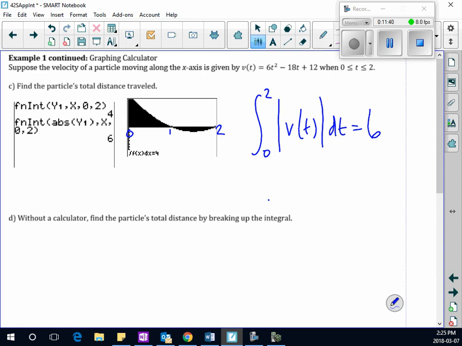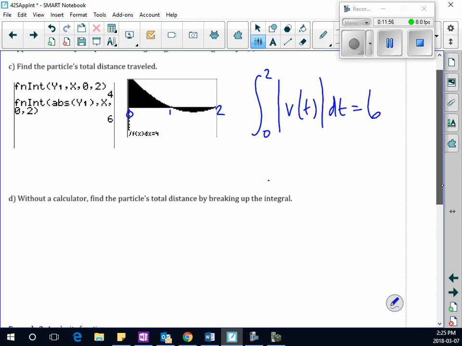Okay, so now we're going to do it without a calculator. We're going to find the particle's total distance by breaking it up. So we already know ahead of time that it's positive area between 0 and 1 and negative area from 1 to 2. So how are we going to do this?